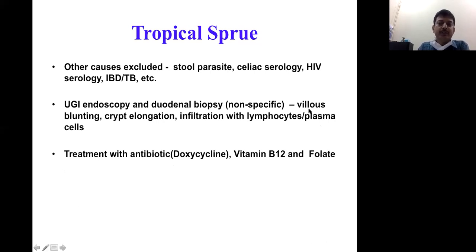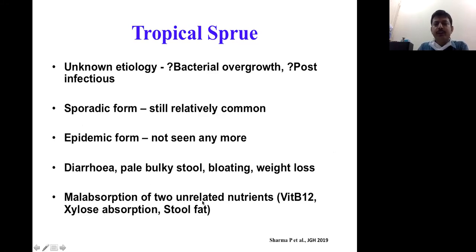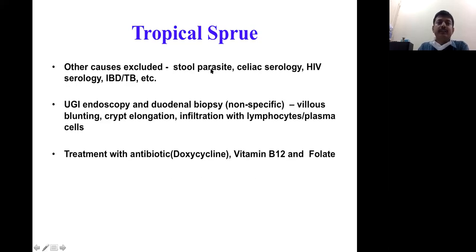But if you see villus atrophy in a patient, and the patient has malabsorption of two unrelated nutrients, what we check is vitamin B12, xylose, and fat. Out of these three, if two are abnormal, and if other causes are excluded, then that patient most likely has tropical sprue, and most of them will also have villus atrophy. The treatment is with an antibiotic like doxycycline along with B12 and folate for 3 to 6 months.